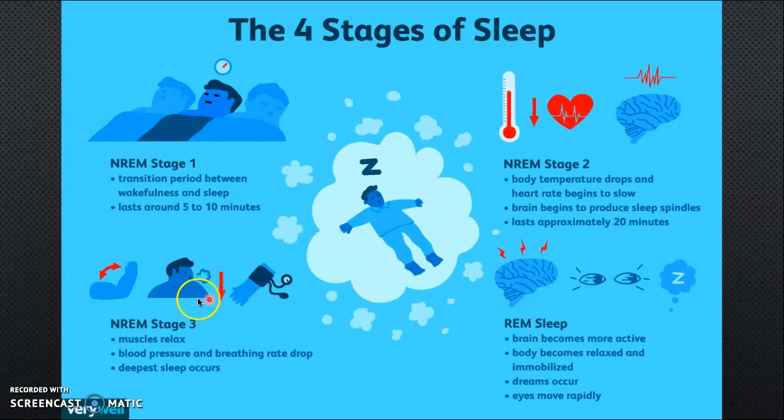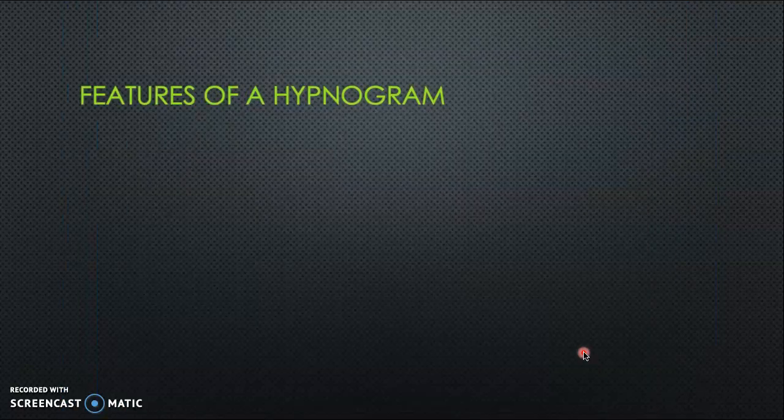So as I said, often you'll see the stage 3 representing both stage 3 and 4 sleep. So stage 1 is going to be that period between wakefulness and sleep. Stage 2 is our body temperature dropping, and the brain begins to produce something called sleep spindles. And then by the time we're in stage 3 and 4 sleep, we are completely relaxed and we're in a deep sleep. And we'll look at REM in more detail next lesson. So let's go back to this hypnogram.